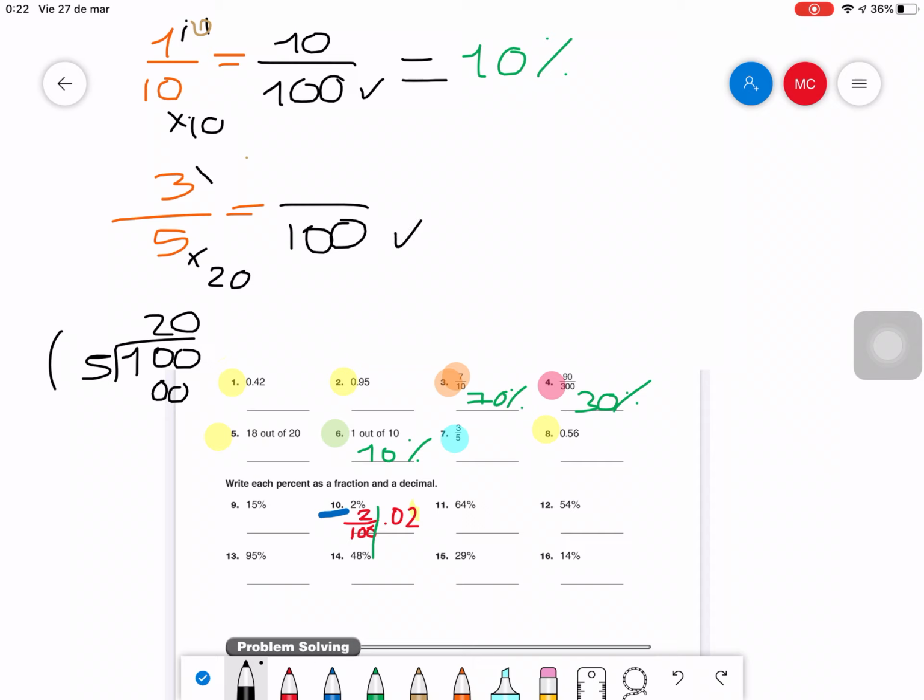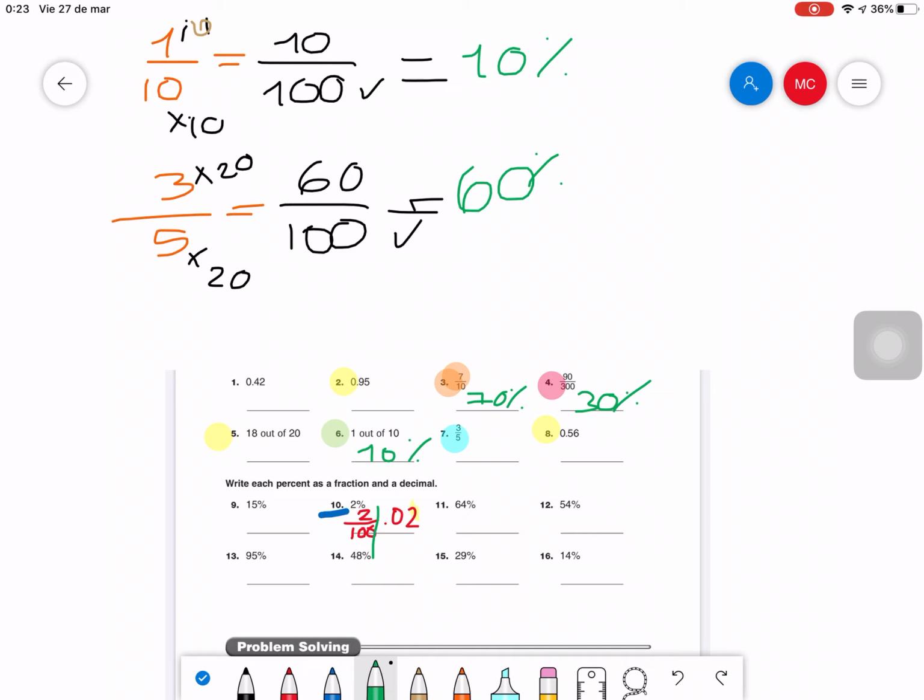That means I gotta multiply 3 by 20. So 3 times 20 is 60. And now I can do it. I know this can be easily changed to 60%. And then you're done. It is important that you don't take for granted what we're doing. Even though, like I said, I gave you the answer, it doesn't mean you don't have the need or the responsibility of learning this. You need to learn what I just explained.